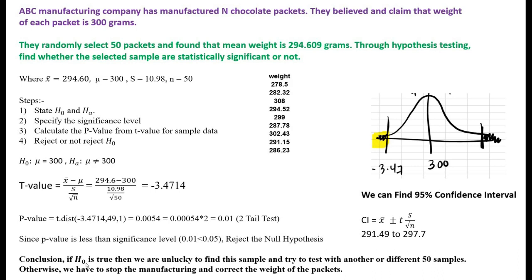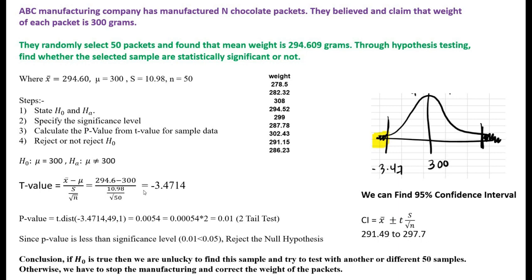let's assume there could be multiple scenarios. The conclusion would be, if we feel that H0, our null hypothesis, is true, and then for some reason we found a wrong 50 samples, then what we can do is try this complete test again with a different 50 samples and see, maybe in those 50 samples we will accept the null hypothesis.